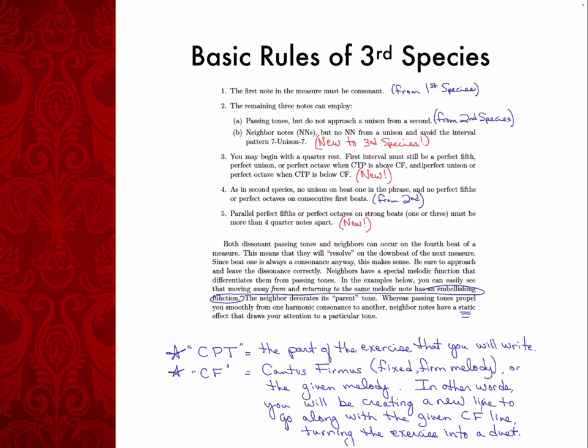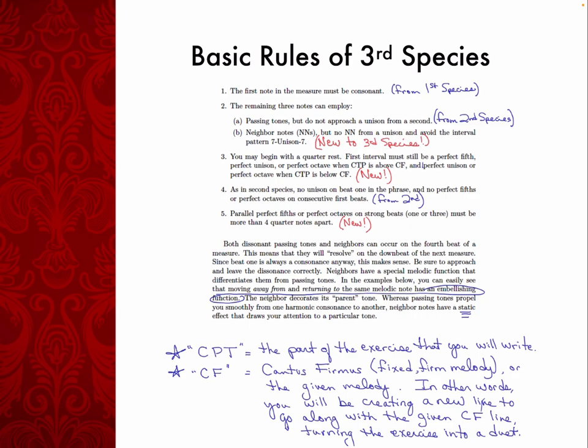Parallel perfect fifths or perfect octaves on strong beats 1 and 3 must be more than 4 quarter notes apart. Okay, this is new for third species. So that means if you have a perfect octave on beat 1 of bar 1, then the earliest you could have another perfect octave would be on beat 2 of bar 2, because you would have to separate them by 4 quarter notes, which prevents you from ever putting them on successive downbeats. Because successive downbeats only have beats 2, 3, and 4 in the middle. That's only 3 beats in the middle. You have to have at least 4 to separate them.